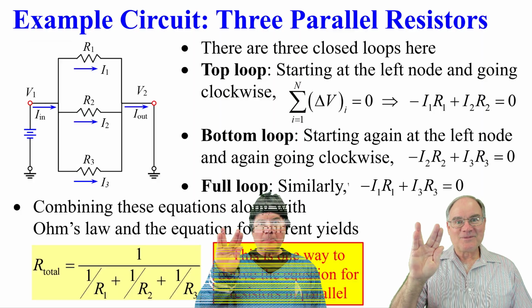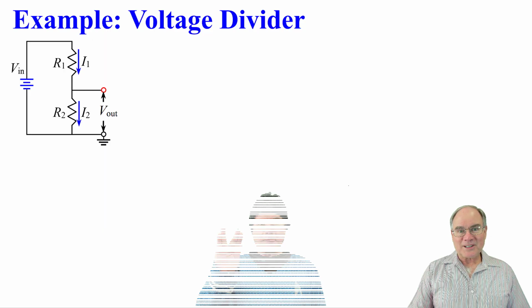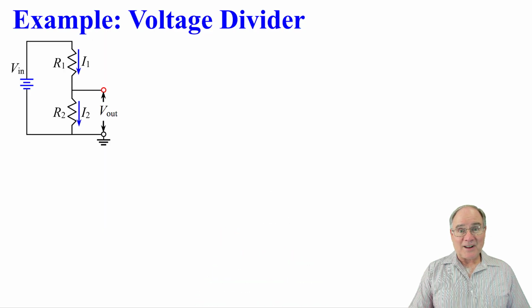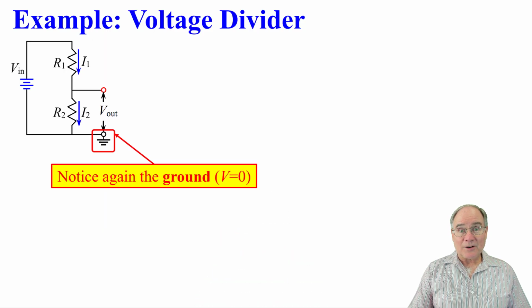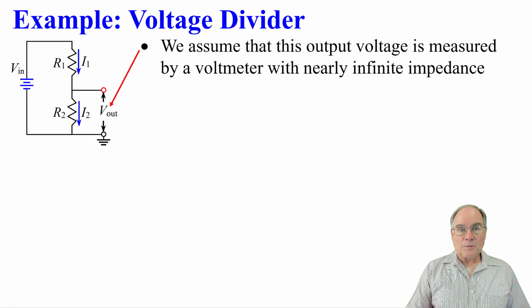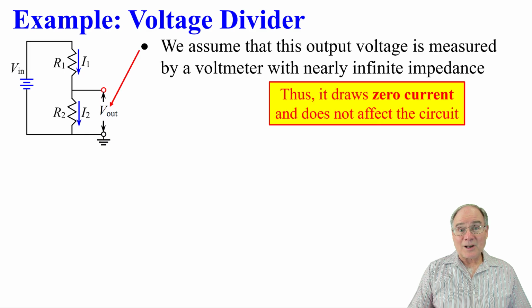You too, Jim. I'll do another example, namely a voltage divider. Notice again the ground where V equals 0. Notice also the battery or DC voltage source. We assume that this output voltage is measured by a voltmeter or goes into some other part of the circuit that has nearly infinite impedance. In other words, it draws negligible current from the circuit, so it doesn't affect the circuit at all.